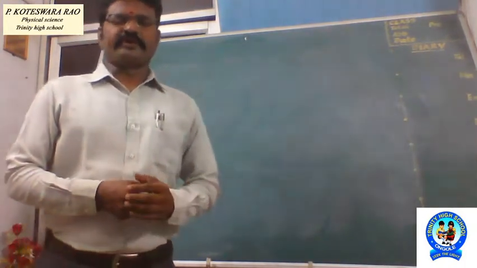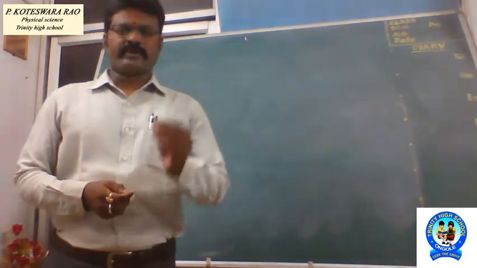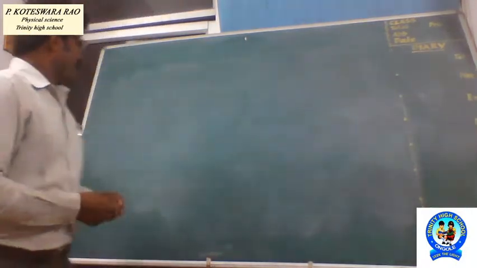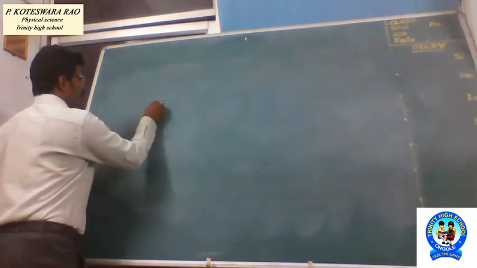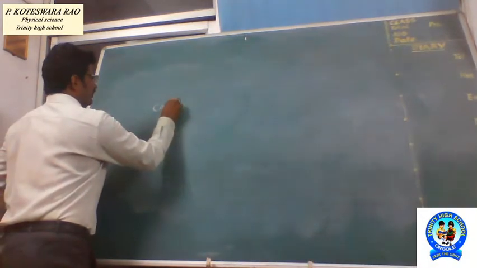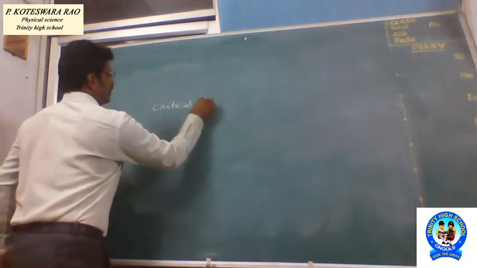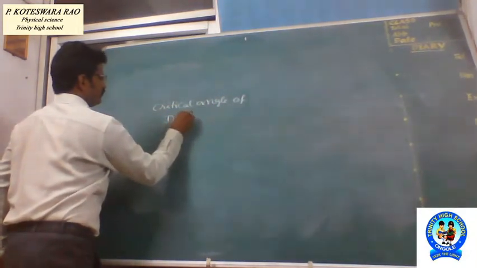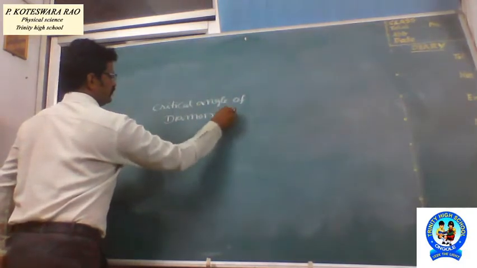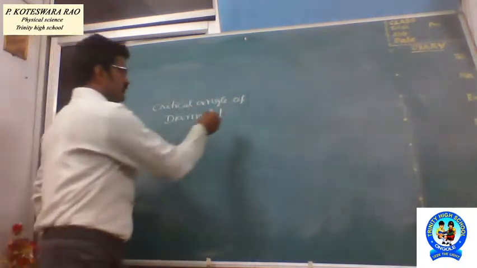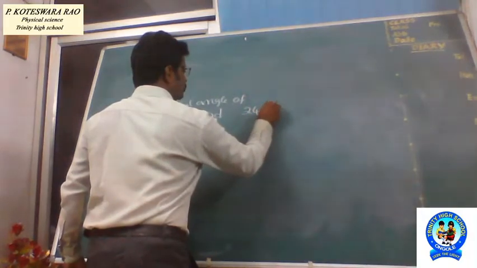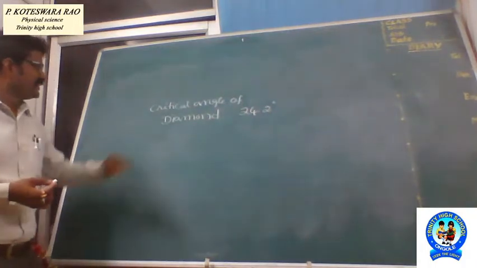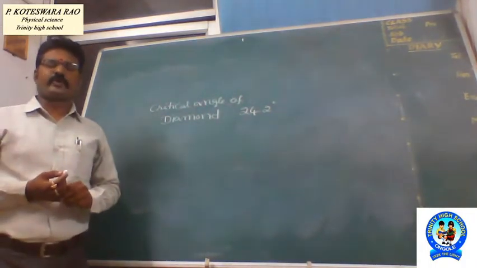Today we are going to discuss one of the most important topics. Do you know the critical angle of diamond? Critical angle of diamond is 24.2 degrees. So it is very less. Critical angle of diamond is 24.2.